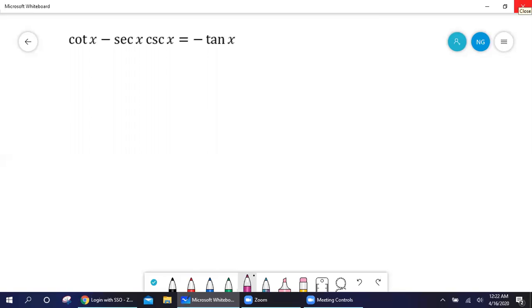Pre-calculus, this is the review for the quiz covering 5.1 and 5.3. The first one on the review wants us to verify an identity. Remember, we typically like to go with the more complicated side, which is definitely the left side. I'm going to turn everything into sines and cosines. So cotangent is cosine over sine.